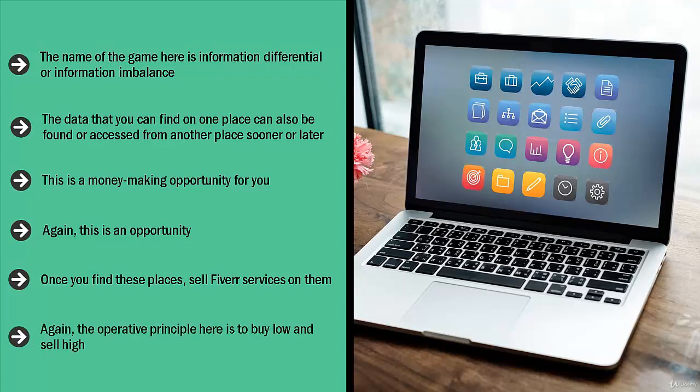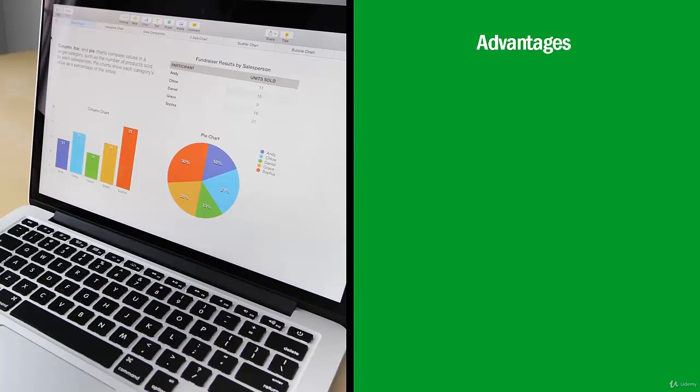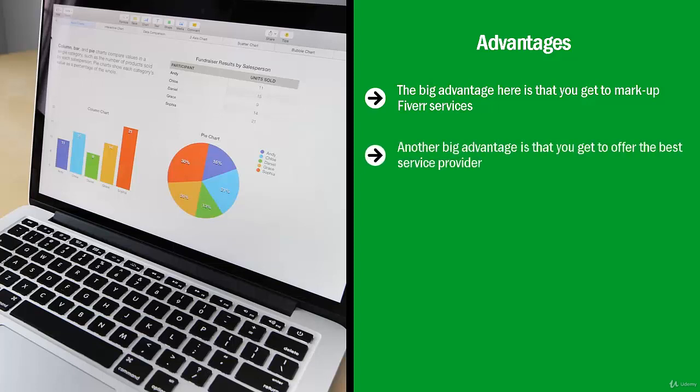Again, the operative principle here is to buy low and sell high. You buy low on Fiverr and you sell high on these other places. Advantages. The big advantage here is that you get to mark up Fiverr services. It's not unusual for people who buy something for $20 on Fiverr to turn around and sell it for $200 to $500 on their own website. Not too shabby.